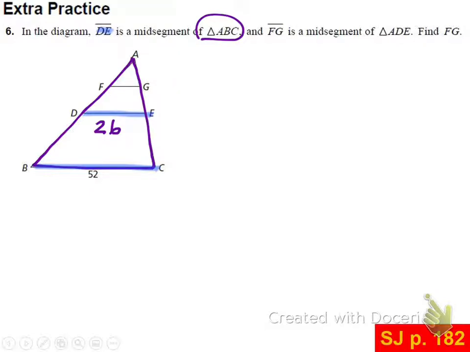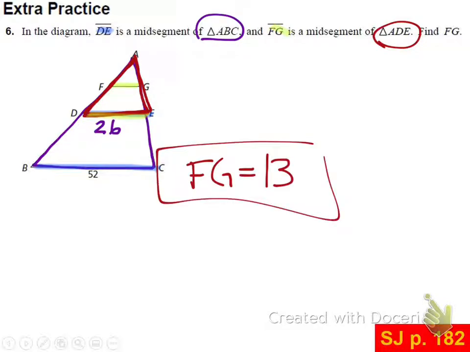All right, so then in the second it says FG is a midsegment of ADE. So now we're just looking at the top triangle here. It is a midsegment of ADE. It is parallel to DE. So then what are we going to do to find FG? Divide 26 by 2, which is 13. So the length of FG is 13.